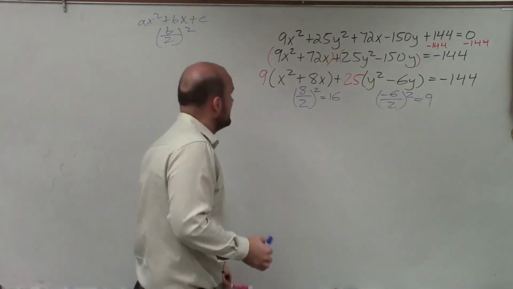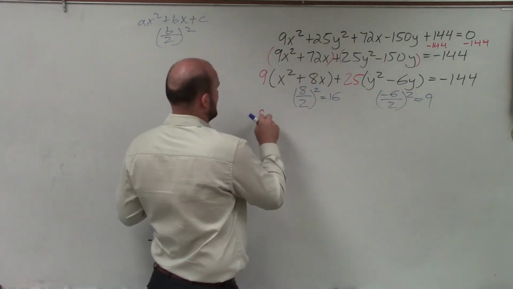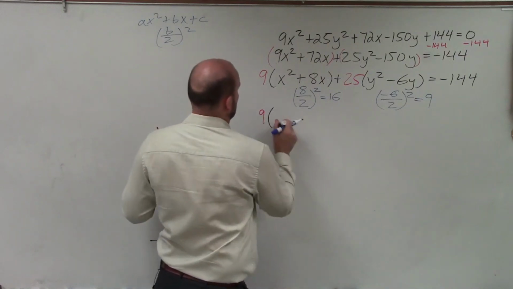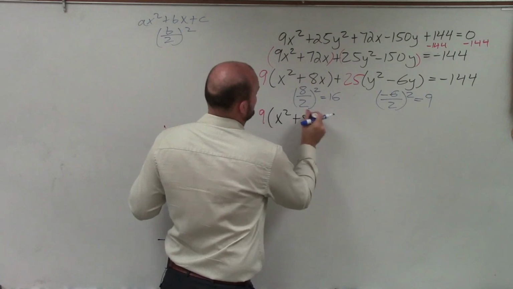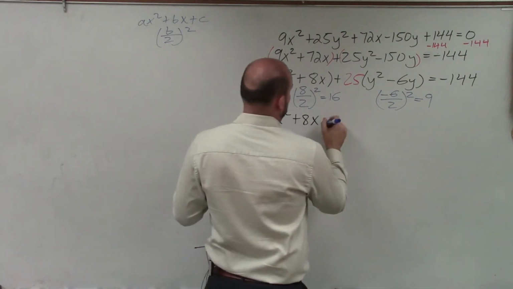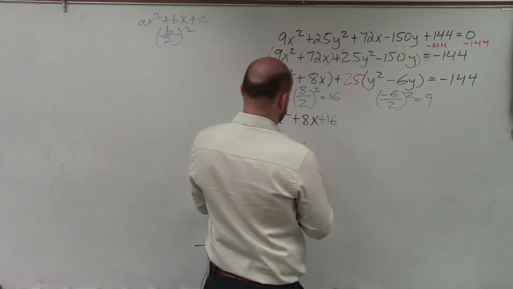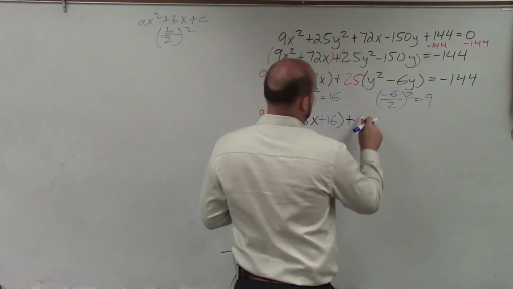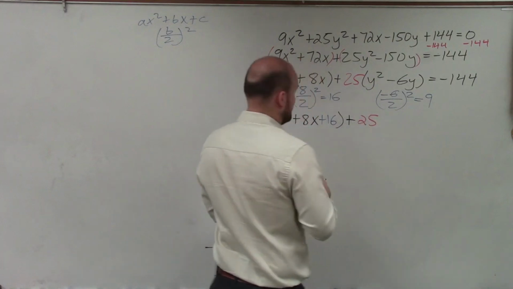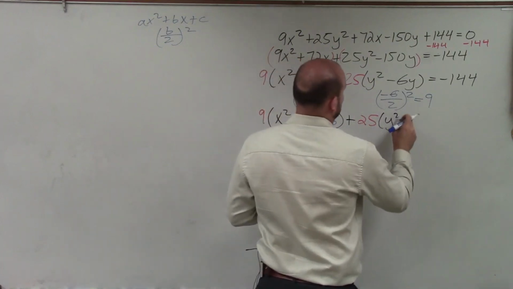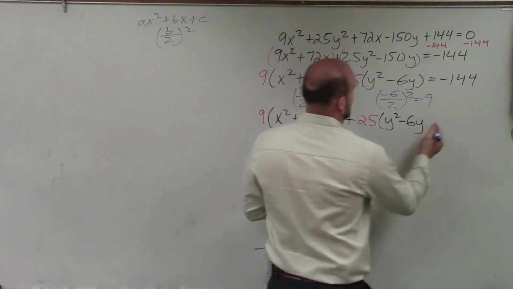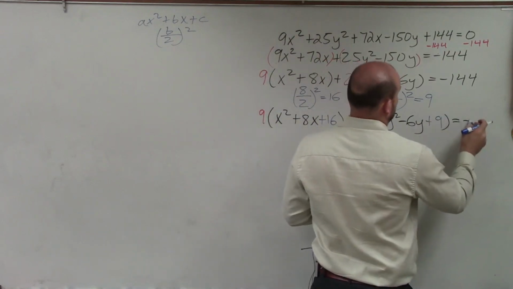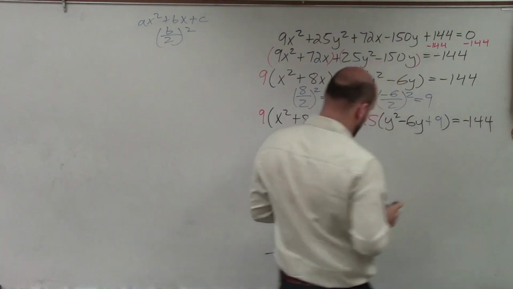And I want to use all my colors again. So I have 9 times x squared plus 8x plus 16, plus 25 times y squared minus 6y plus 9, equals negative 144. Okay?